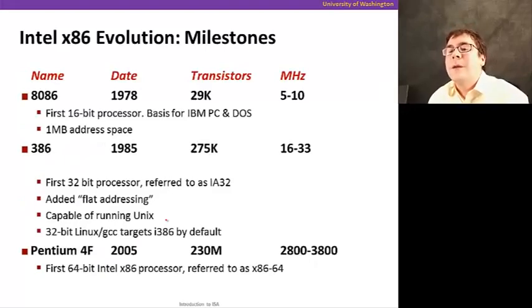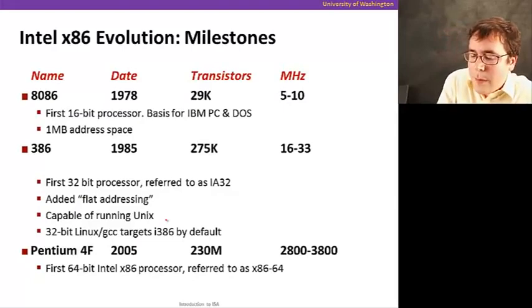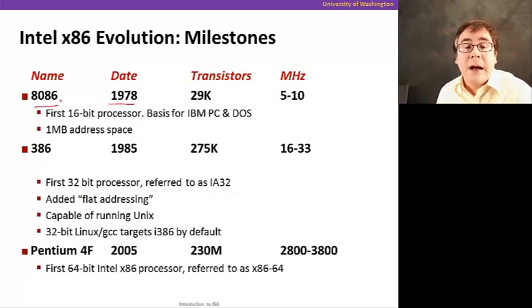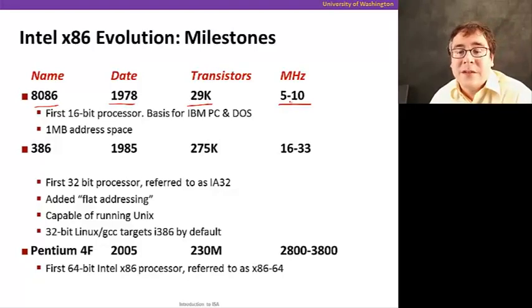So let's look at some numbers here just to give an idea of how amazing this evolution was. If you go back to 1978 when the 8086 was introduced, that processor had 29,000 transistors, and it ran between 5 and 10 megahertz. That's the cycle time of the processor, between 5 and 10 million cycles per second.